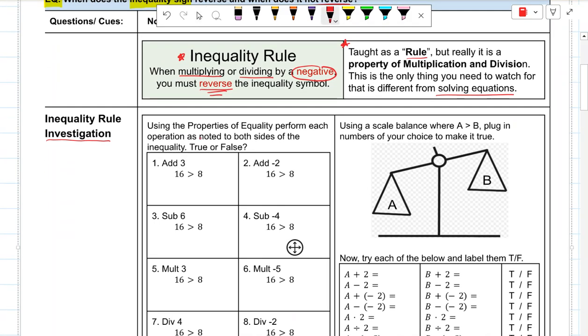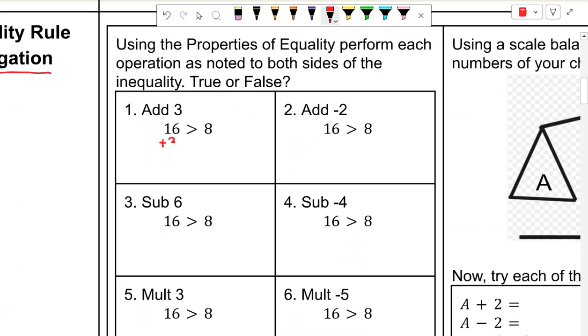It says, using the properties of equality, perform each operation as noted to both sides of the inequality. Then mark it true or false. In the first one, it says add 3 to both sides. So you add 3 to both sides like this. 16 plus 3 is 19, and 8 plus 3 is 11. We bring down the sign just as it is, and it's still a true statement. 19 is still larger than 11. So we'll mark this one as true.